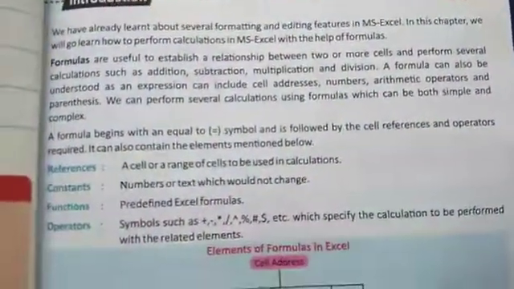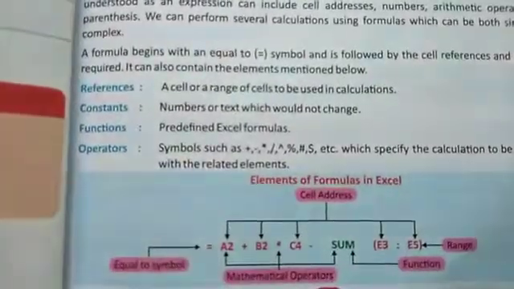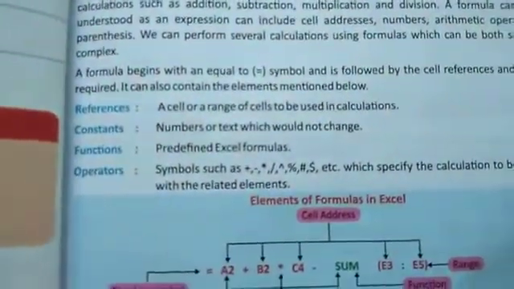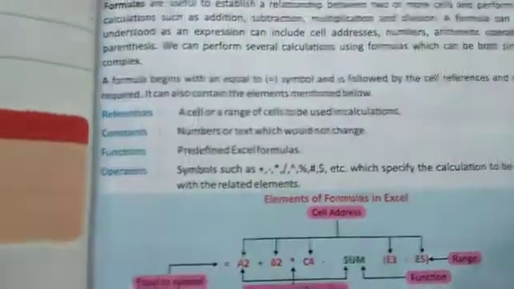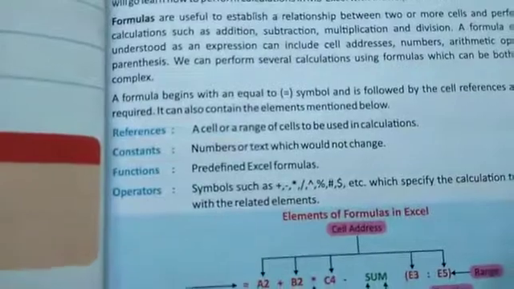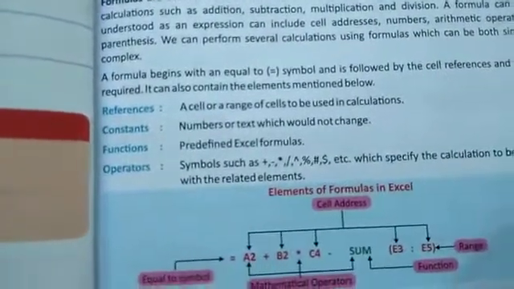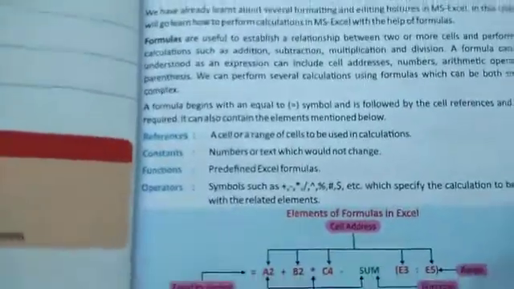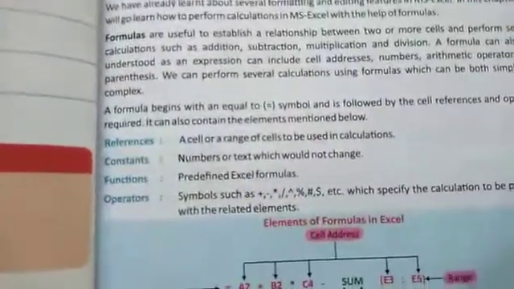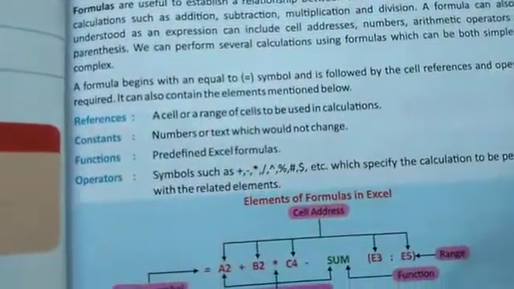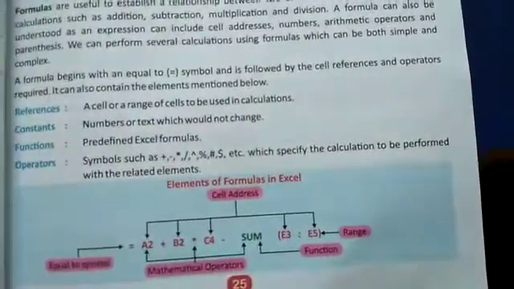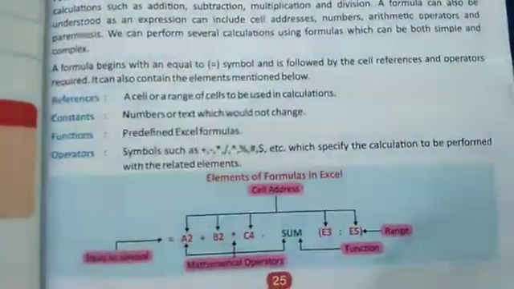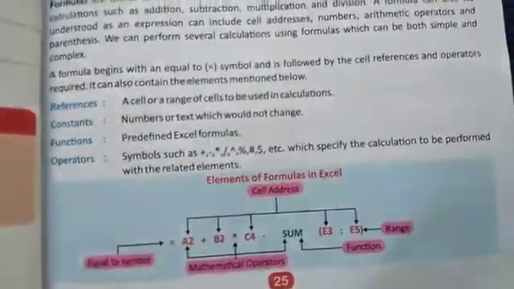It can also contain the elements mentioned below. References: a cell or a range of cells used in calculations. Constants: numbers or text which do not change. Functions: predefined Excel formulas. Operators: symbols such as plus, minus, multiply, divide, mod, exponent, which specify the calculation to be performed with the related elements. So these are the different symbols which we use in MS Excel for performing calculations.